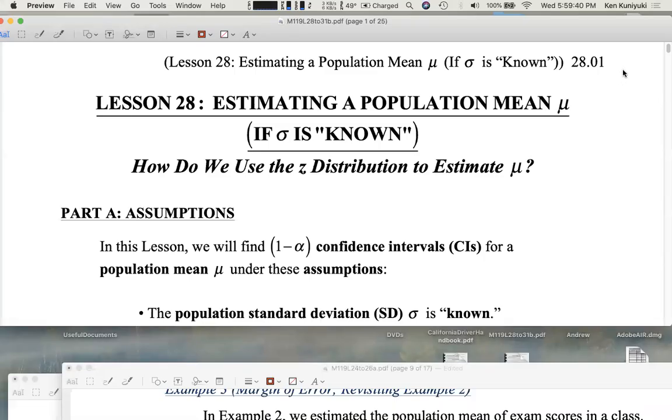Hi, everyone. By the way, after this video, you should be able to do the first two problems on lesson 28. So you can finish the homework up through lesson 28, homework problem number 2.